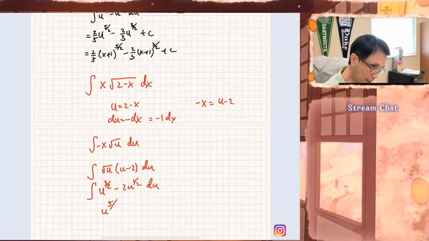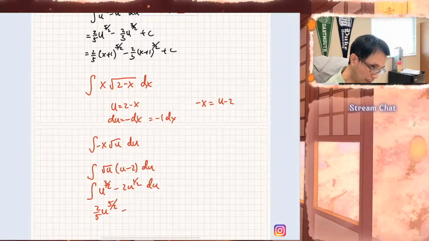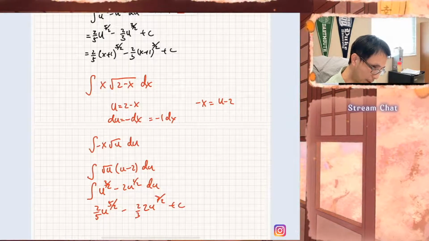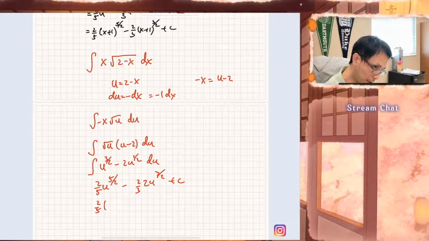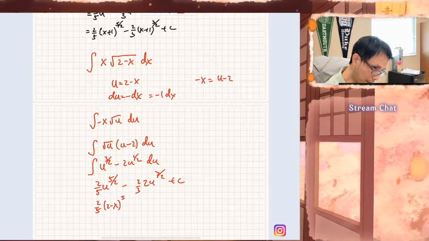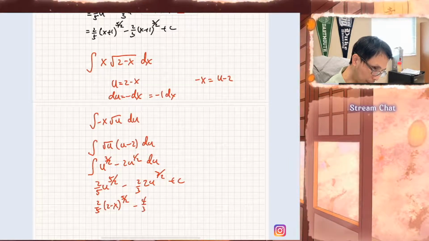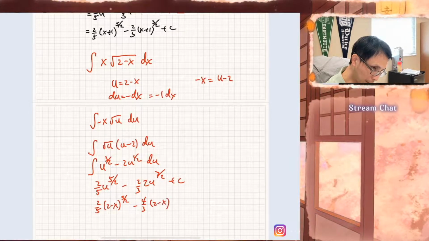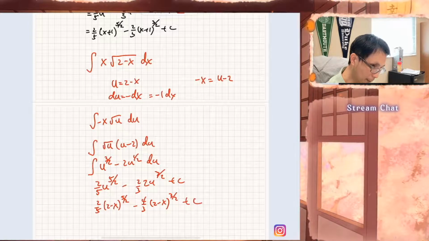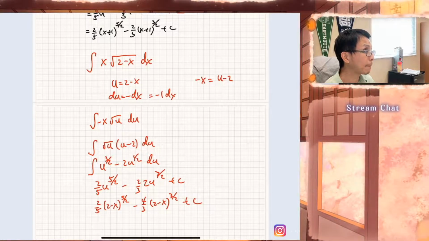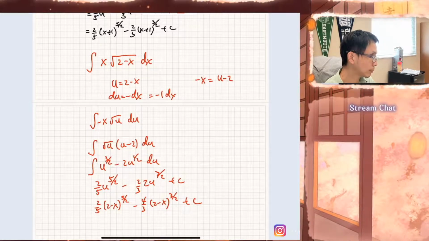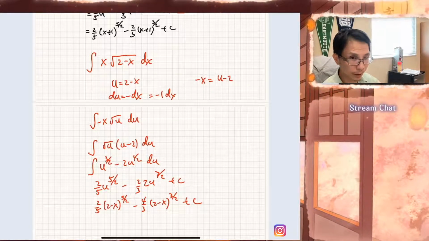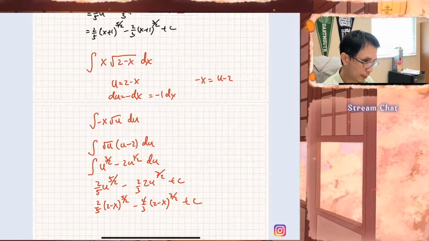So it'll be u to the 5 over 2, times 2 over 5, minus 2u to the 3 over 2, times 2 over 3, plus c. So 2 over 5, u is going to be 2 minus x to the 5 over 2, minus 4 over 3, u of 2 minus x to the 3 over 2, plus c. You don't have to know calculus.